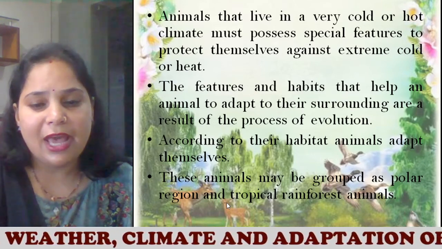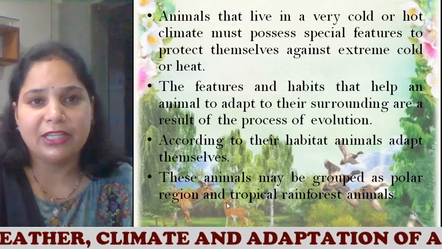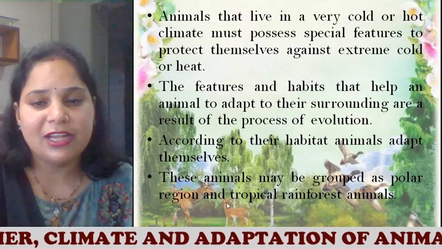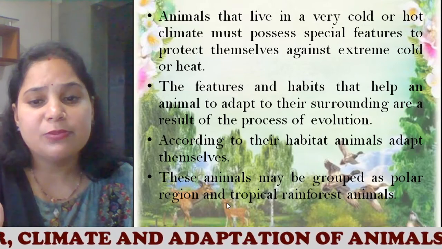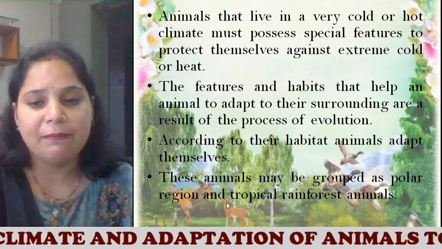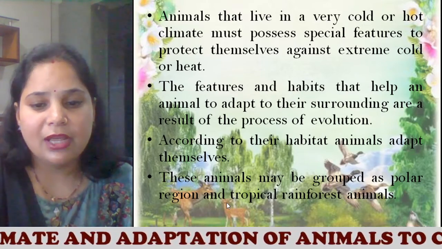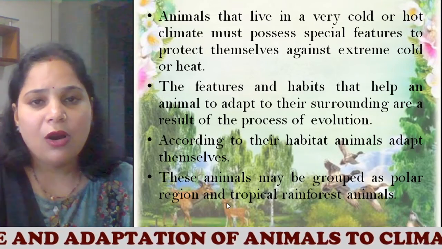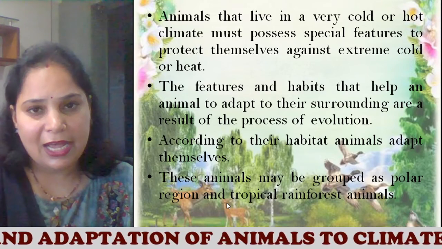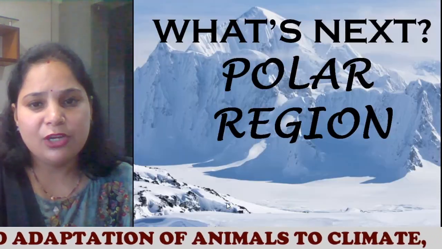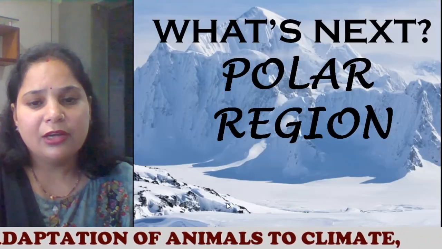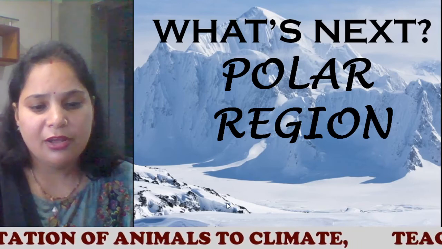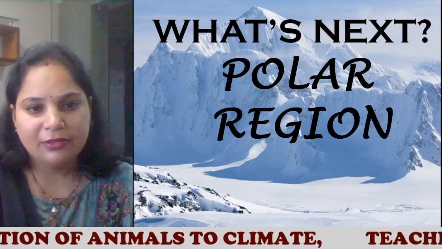So according to the habitat, animals have adapted themselves. With the passing of time and changes in the climate, all the organisms have evolved according to their adaptation towards the environment. And these animals may be grouped as either polar region or tropical rainforest animals. So in our next video, we are going to learn about how the adaptation of animals is seen in the polar region. Thank you.